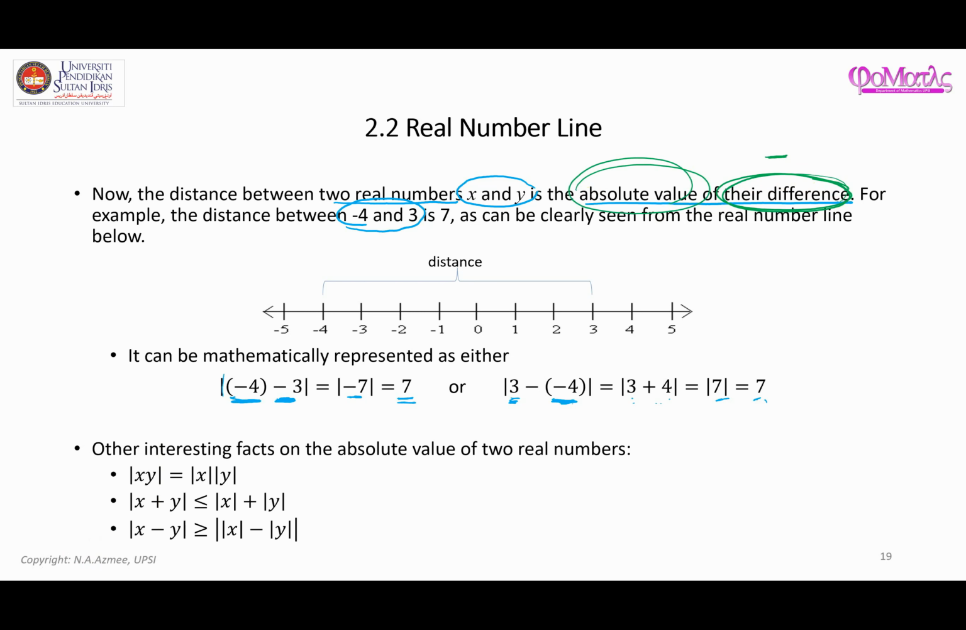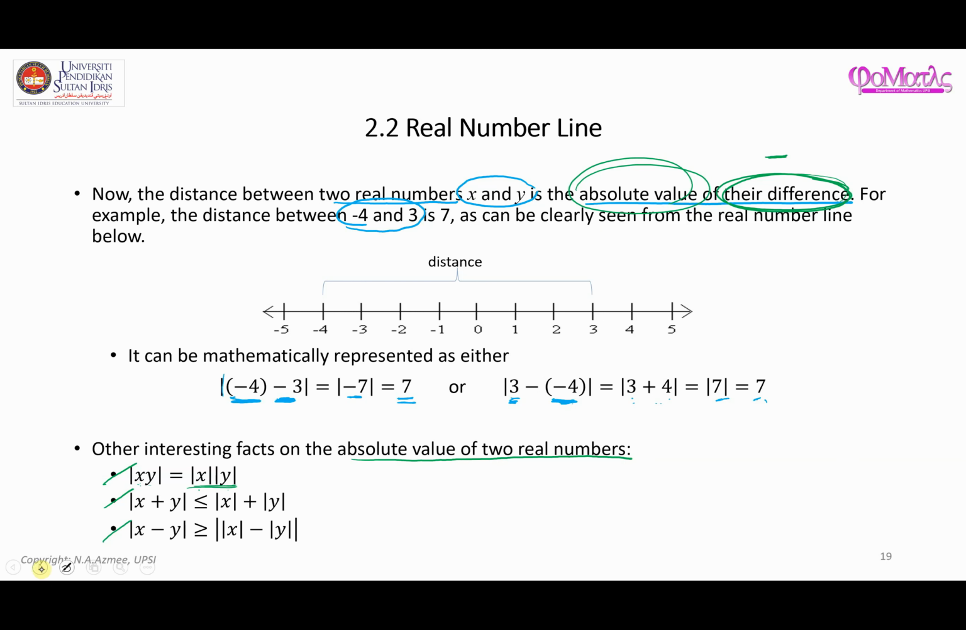Now here are some interesting facts about the absolute value of two real numbers. For example, if you have the absolute value of two numbers multiplied together, the result is going to be equal to this one: the absolute value of x multiplied with the absolute value of y. These are facts that you can easily verify and play around with.